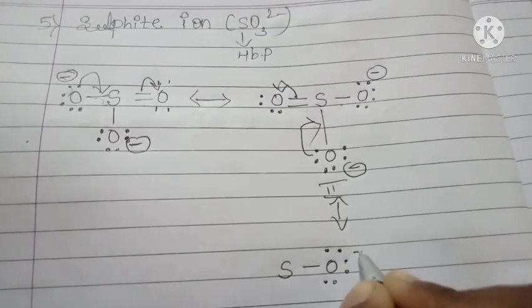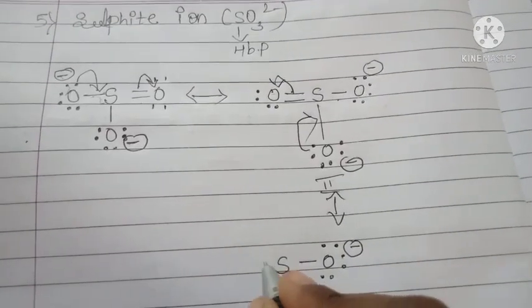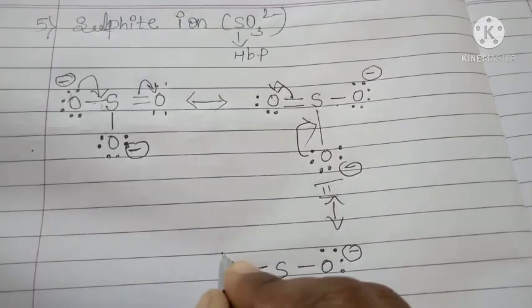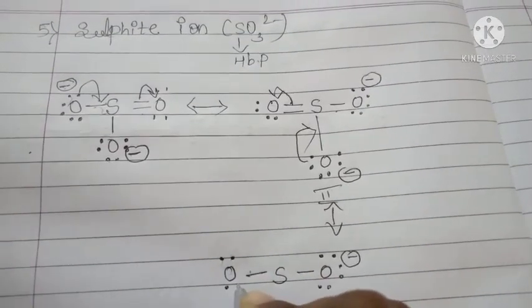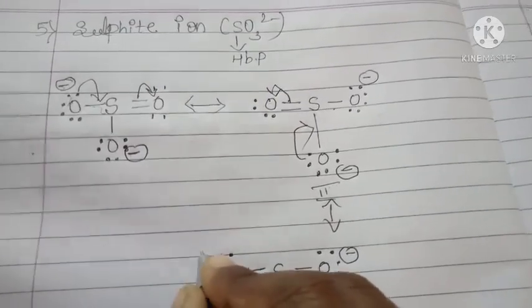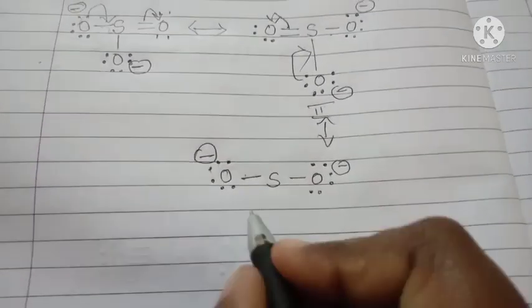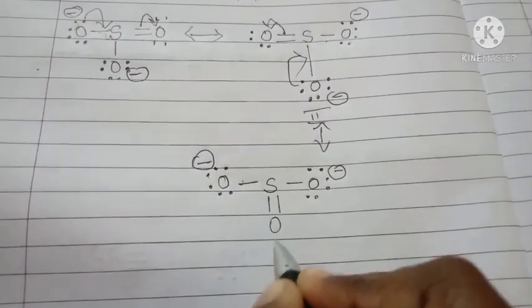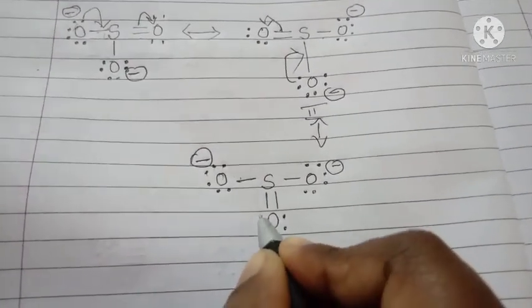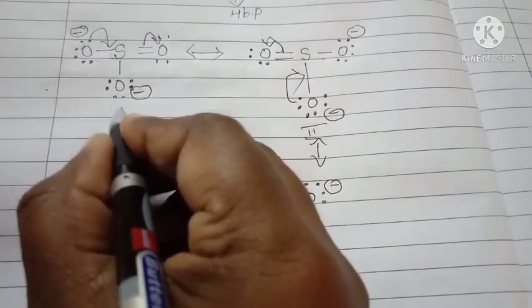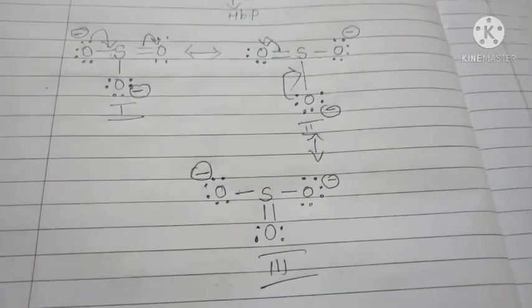Here 2 oxygen atoms should contain a minus charge. Here single bond O with a negative charge, and here double bond O. This is all about the resonating structures of the sulfite ion.